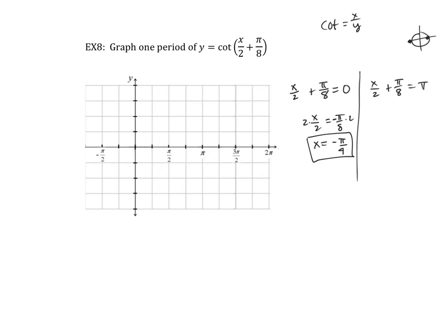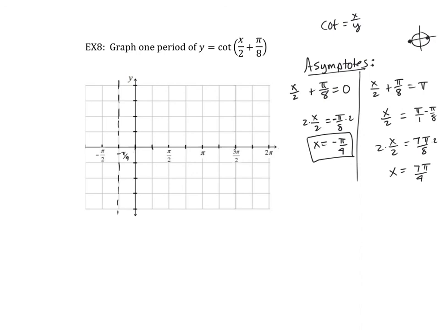So here at -pi over 4, I have my asymptote. Okay, my next asymptote is going to be, let's see, we're going to subtract pi over 8 from both sides. So this would be x over 2 equals 7 pi over 8, and then multiplying both sides by 2, we'd get x equals 7 pi over 4. And counting by pi's over 4, there's 1, 2, 3, 4, 5, 6, 7. 7 pi over 4, so that's our next asymptote.